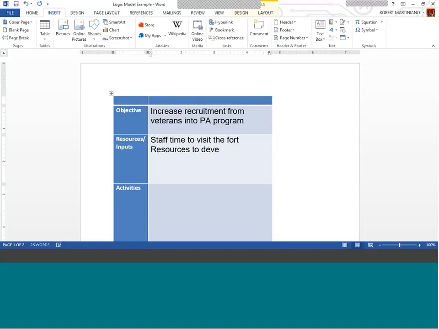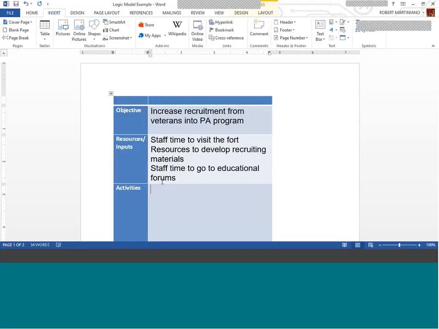Sorry about my typing. Can anybody think of any other resource? Actually, I know that a lot of times when soldiers are coming back from the field, they include these forums to help them look for jobs. So this might be one place you go. So staff time to visit the fort, maybe create some recruiting materials, including some web-based materials, and then go to some of these forums and other types of seminars around recruitment.